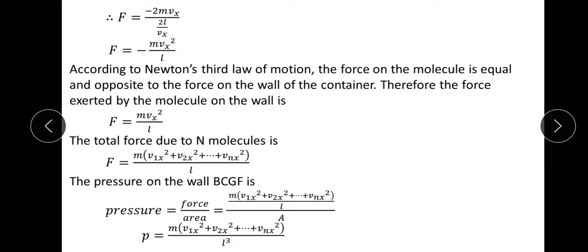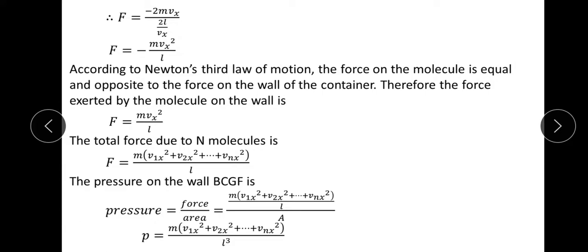Now, if we have n number of molecules in a container, how to write the force? This vx square will be having v1x square, v2x square plus etc. up to vnx square, because we have n number of molecules in it, and this velocity is for all the molecules. So v1x square, v2x square up to vnx square. So this will be the force.